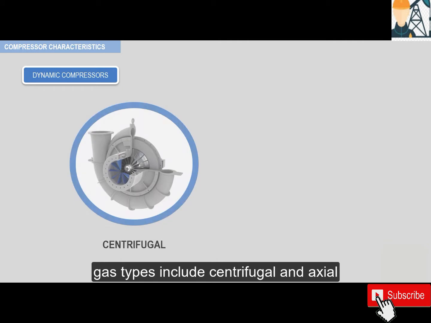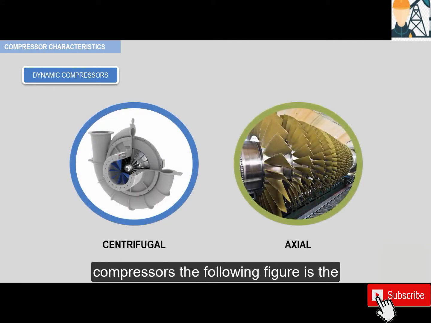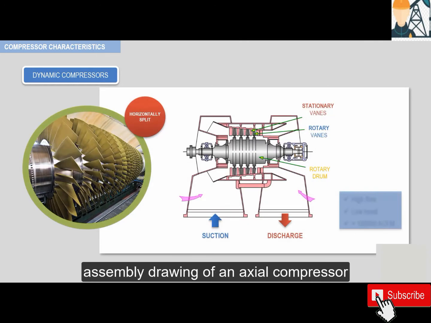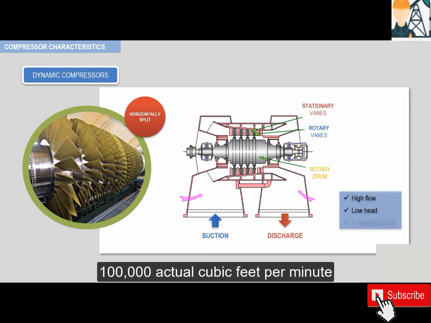Dynamic compressors increase the pressure of a gas by using rotating blades to increase the velocity of the gas. Types include centrifugal and axial compressors. The following figure is the assembly drawing of an axial compressor. Axial compressors are used for high-flow, low-head applications, usually above 100,000 actual cubic feet per minute inlet flow.